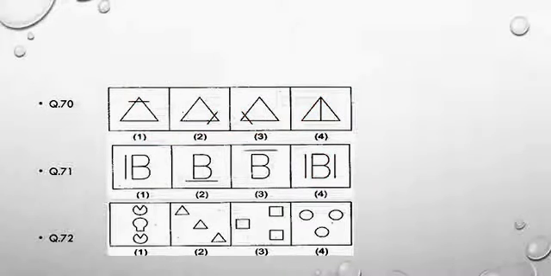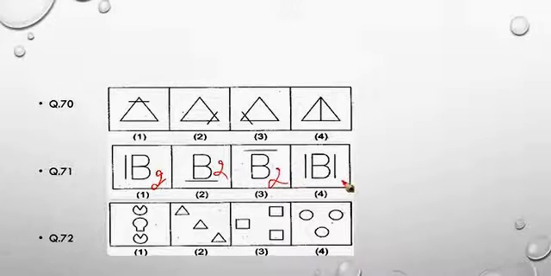Let's go to the next question. In question number 71, there are 4 options given. In option 1, there are two designs. One is a straight line, another one is a B alphabet of English. So there are two designs in total. In option 2, there are again two designs. One is B and the other one is a line. In case of option 3, again there are two designs. One is a line, the other one is a B alphabet.